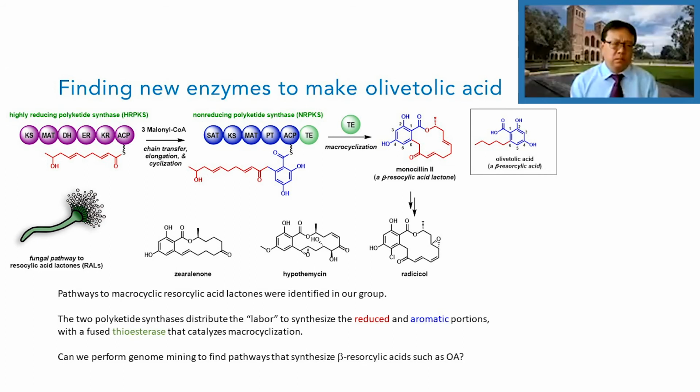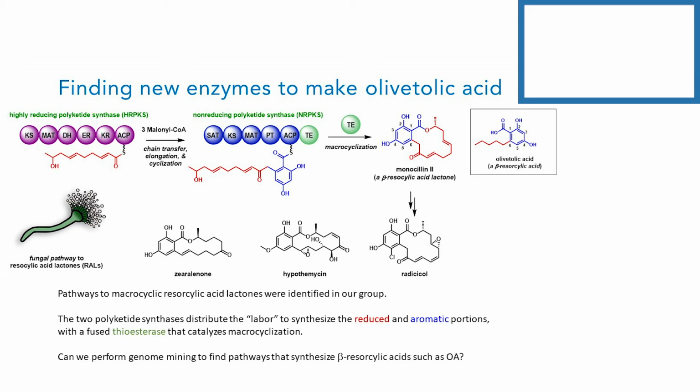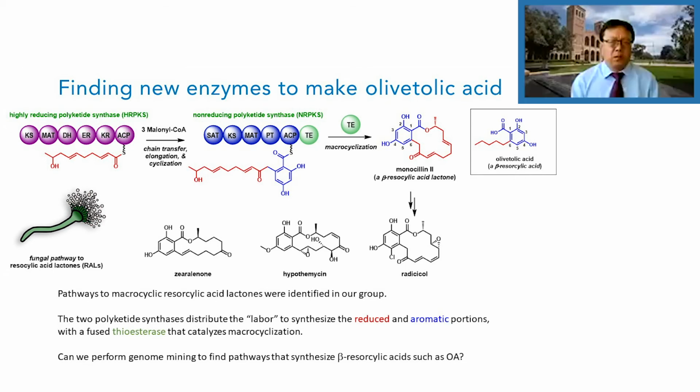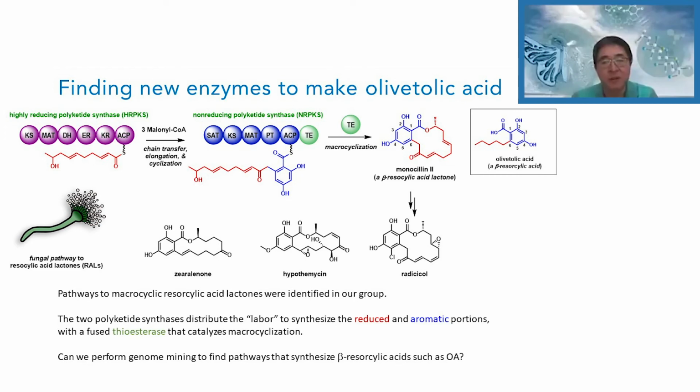What you see here are two large enzymes called polyketide synthase, which I'm not going to go into detail on. One of them makes a reduced compound, shown in red, and this compound is then fed into the second one, which makes a non-reduced version, the 2,4-dihydroxybenzoate moiety, followed by macrocyclization to yield the structure shown here.